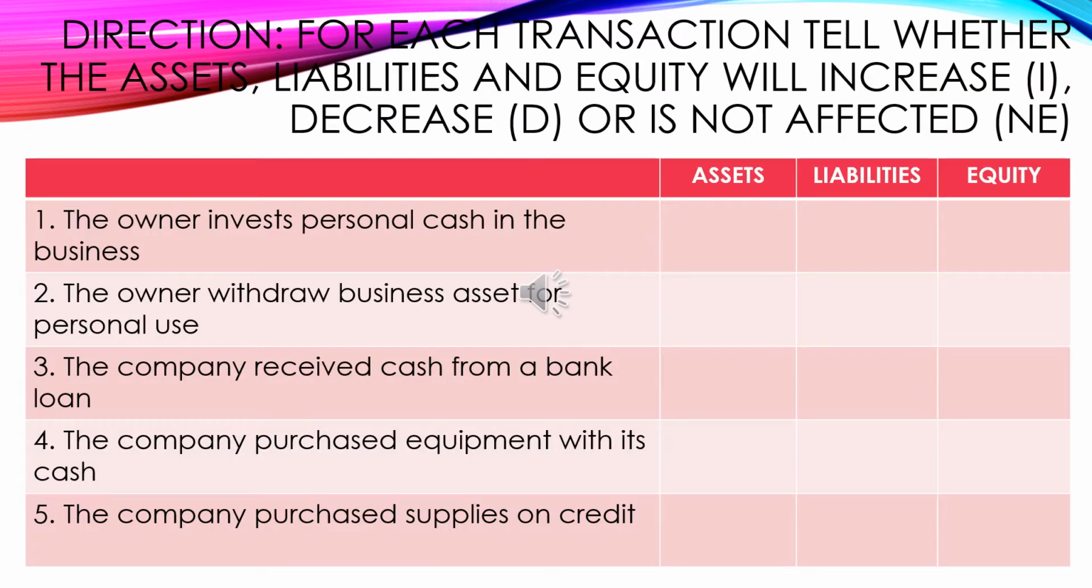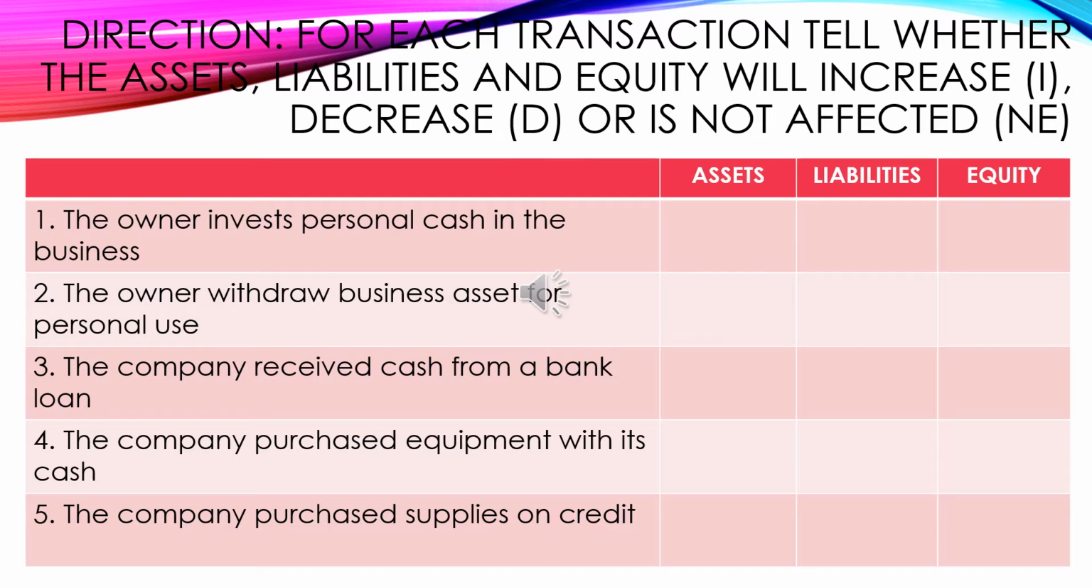So for us to fully understand the accounting equation, let us analyze several business transactions and see how each of these independent transactions affects the assets, liabilities, and equity. So for this slide, the direction is for each transaction, tell whether the assets, liabilities, and equity will increase, decrease, or is not affected. So on the first independent transaction, the owner invests cash in the business.